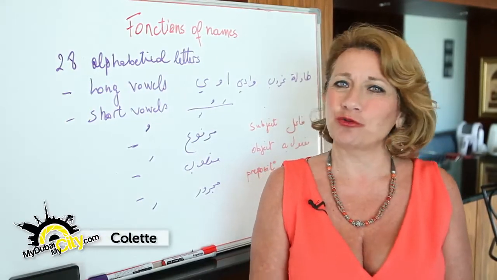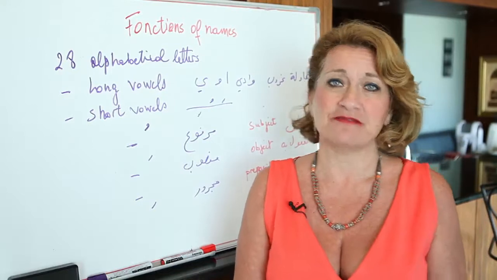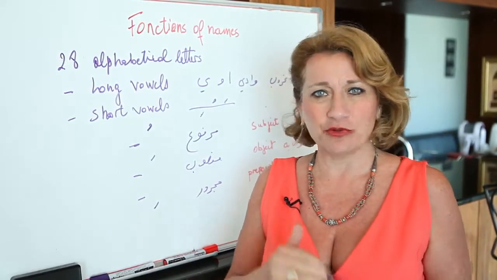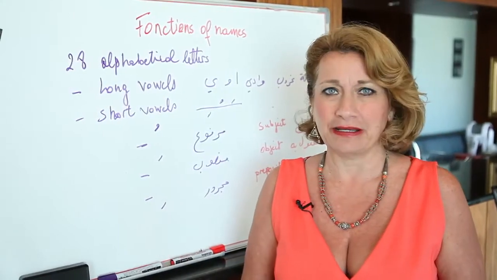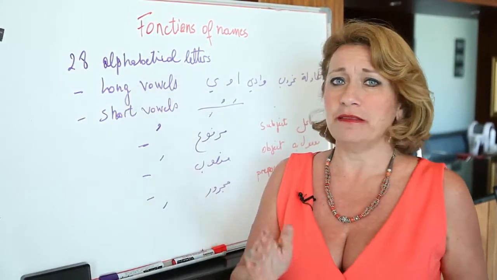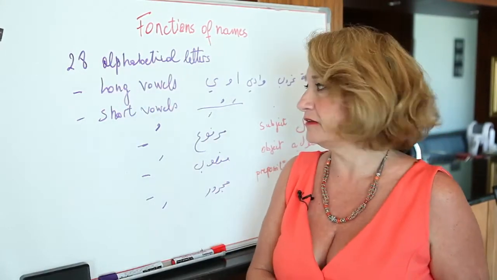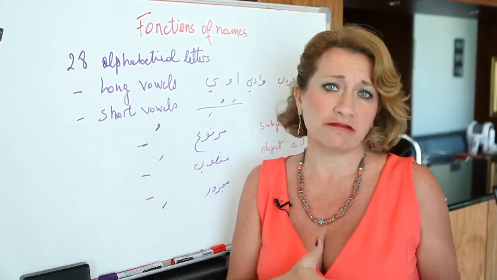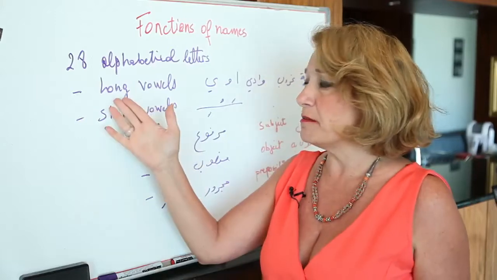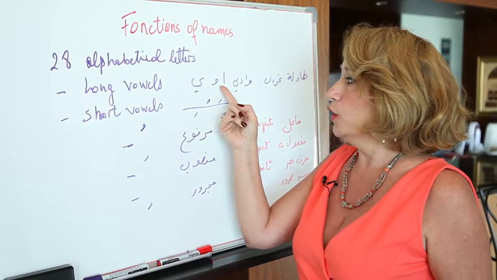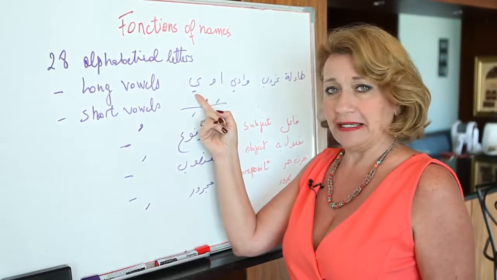Today we are going to talk about functions of names. It's small. We are going to do a small recapitulation about Arabic alphabets. At the beginning I mentioned that we have 28 alphabetical letters. We have some vowels and some consonants. The main long vowels are A, U, E.